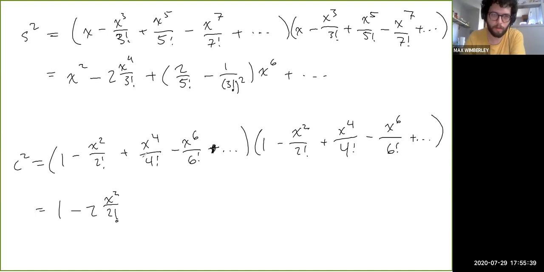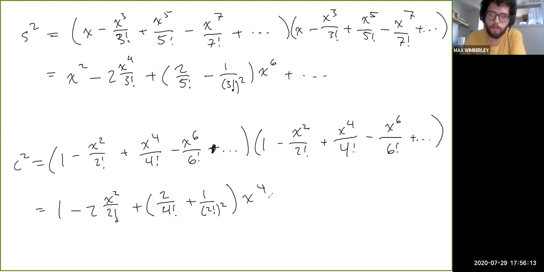And then for x to the 4th, there are 3 ways, right? So there's 2 times 1 over 4 factorial, so that's 2 over 4 factorial. And then 1 over 2 factorial squared. So plus 1 over 2 factorial squared, and that comes with a positive sign because these are both negative. So this is now x to the 4th.